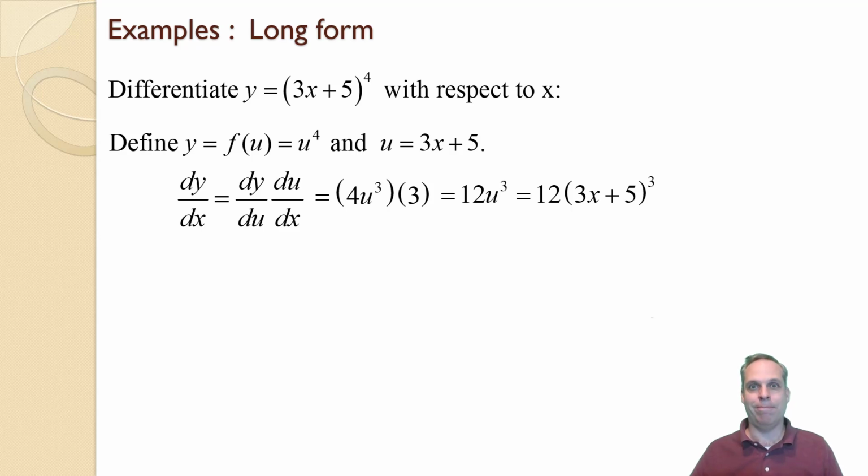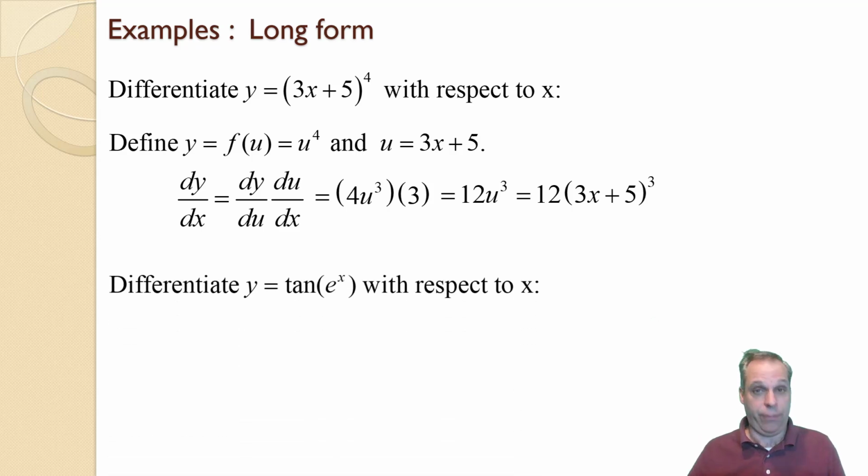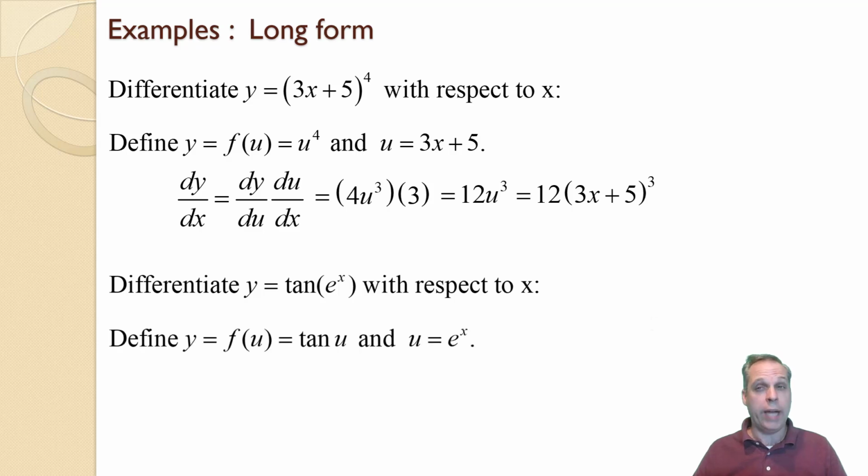So let's do it again. I'd like to differentiate y equals the tangent of e to the x with respect to x. Notice once again, that's a composition, the tangent of e to the x. So y is equal to the tangent of u, where u is e to the x, and I know each of those derivatives. By the chain rule, the derivative of y in terms of x is the derivative of y in terms of u times the derivative of u in terms of x.